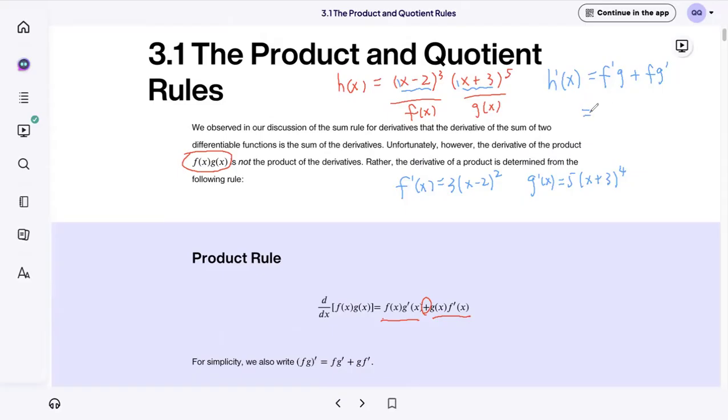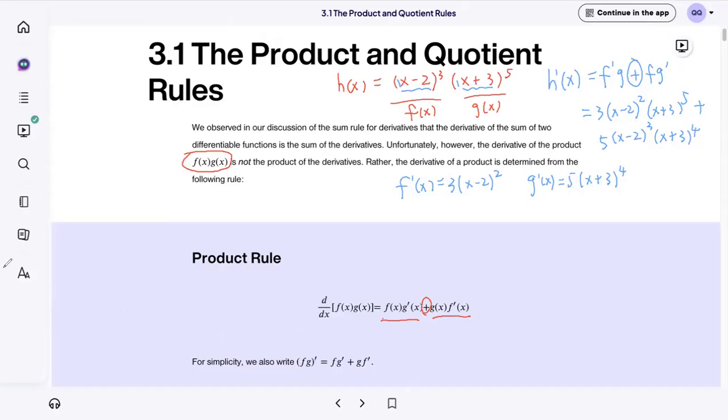So then we go back to the formula. f prime, 3 times (x minus 2) squared, multiplied by g, (x plus 3) raised to the 5th. Then plus, because in the formula that's addition, f, the first function, (x minus 2) cubed, times g prime, 5, I can write it up front, 5 times (x plus 3) raised to the 4th. And that's it. So that's the product rule.